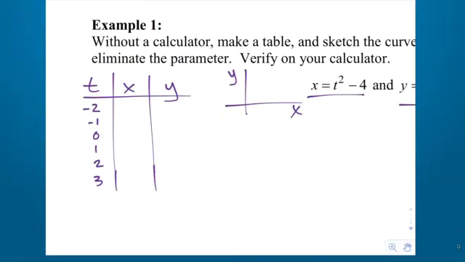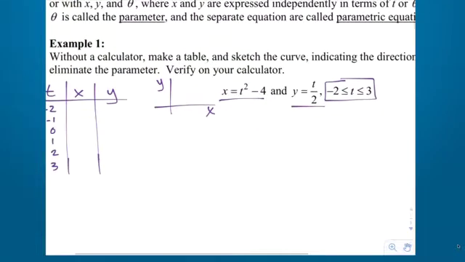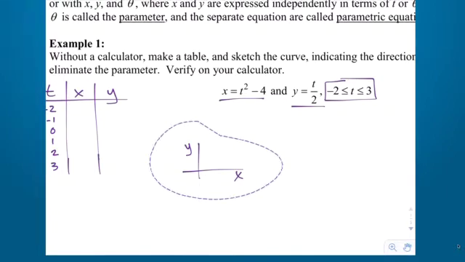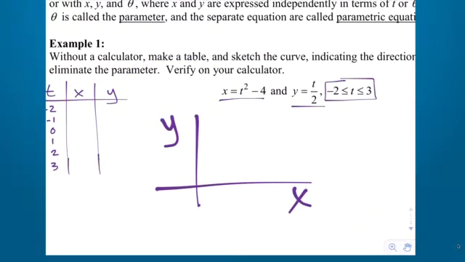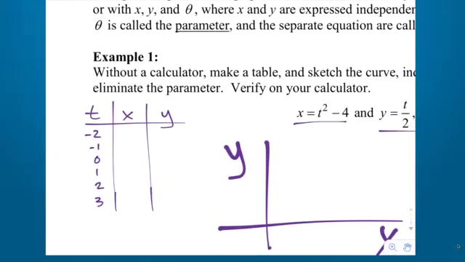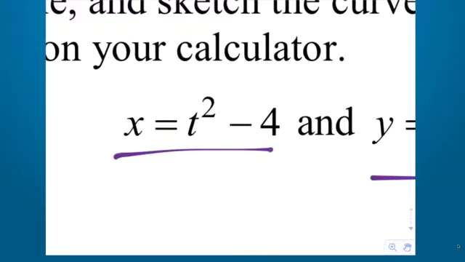So that's kind of like your independent variable, but it's independent variable times 2, because it's the independent variable for these two functions. So what I want to do now is see what the graph looks like when I create my ordered pairs. Let's go ahead and fill in. When t is equal to -2, I want to know what x is. How am I going to do that? Plug it in right here.